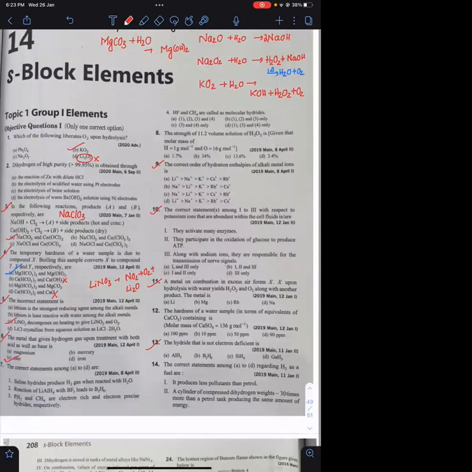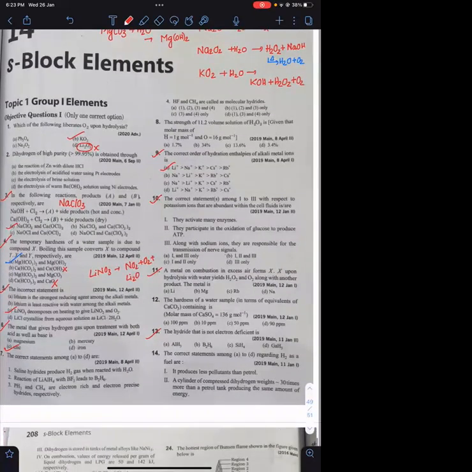Question number 9. Hydration. Down the group, as charge density decreases, hydration also decreases. Okay, A is the answer. Sorry, option D.